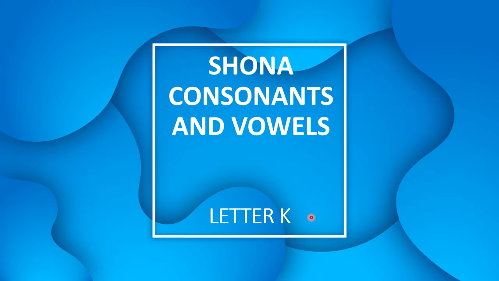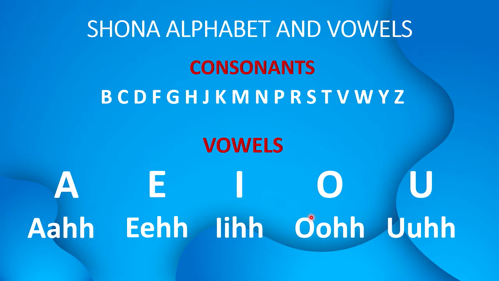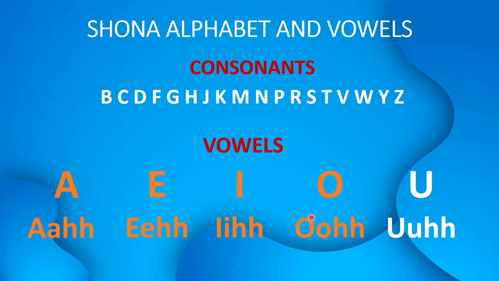We'll be continuing with the video series of the Shona alphabet and vowels, and we'll be looking at the letter K and combining it with the Shona vowels. As a recap, the Shona alphabet consists of consonants and vowels, and the vowels are the ones that determine how you pronounce all Shona words. The vowels are pronounced as follows: A, E, I, O, U.